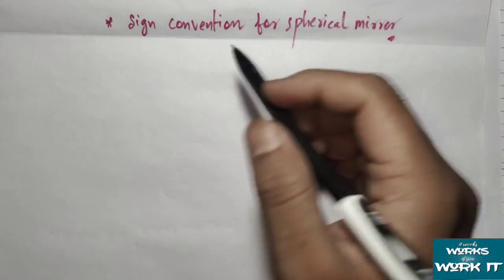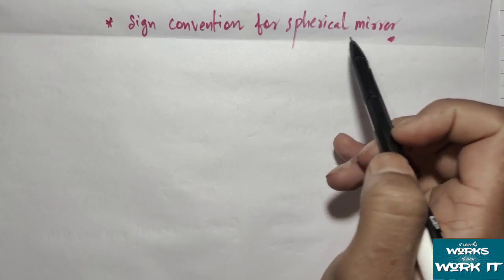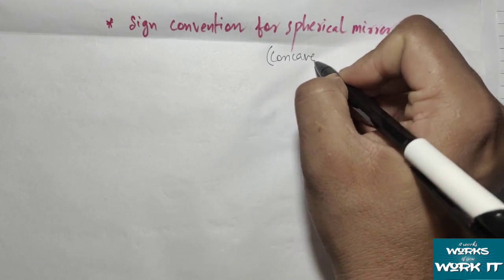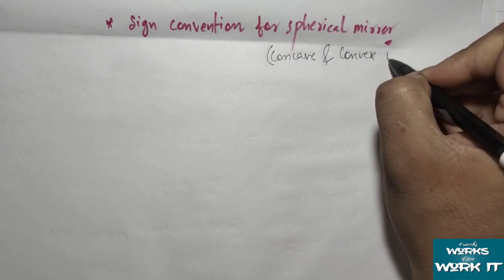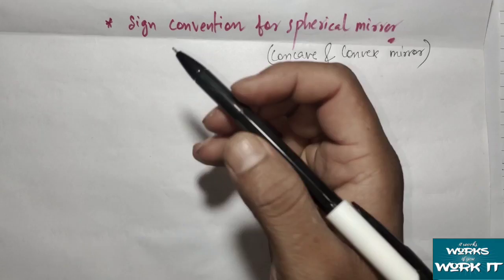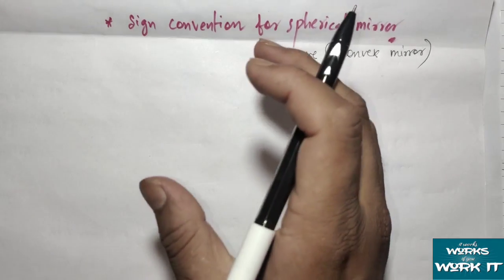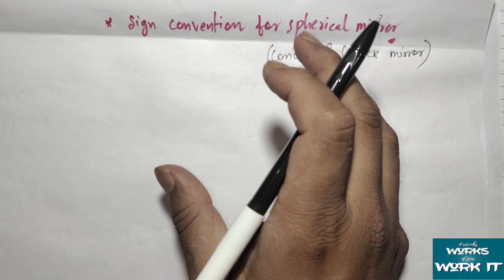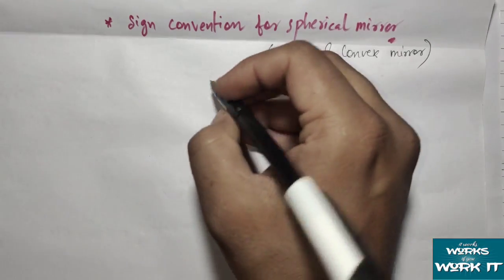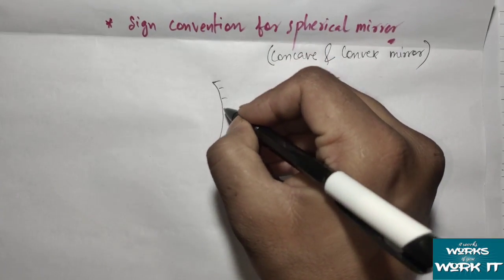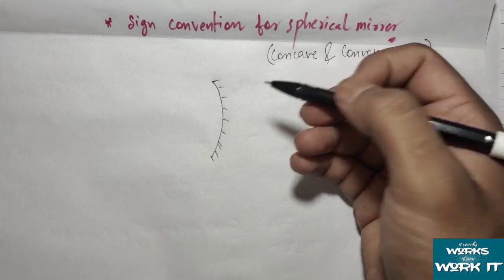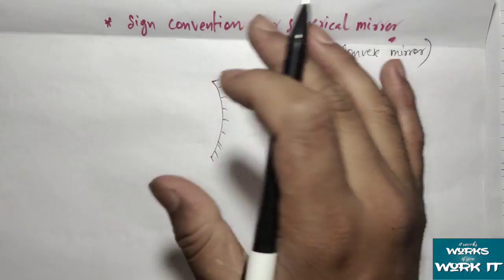So now students, we will see the next topic, that is sign convention for spherical mirrors. So this convention will be applied for both concave and convex mirrors. Okay, so these days the new Cartesian sign convention is used for measuring the various distances in the ray diagrams of spherical mirrors. Okay, so what are they? Let us see. So I will now draw a concave mirror. Okay, it can be shown in a convex mirror also. Okay, both will have the same rules applied for sign convention.